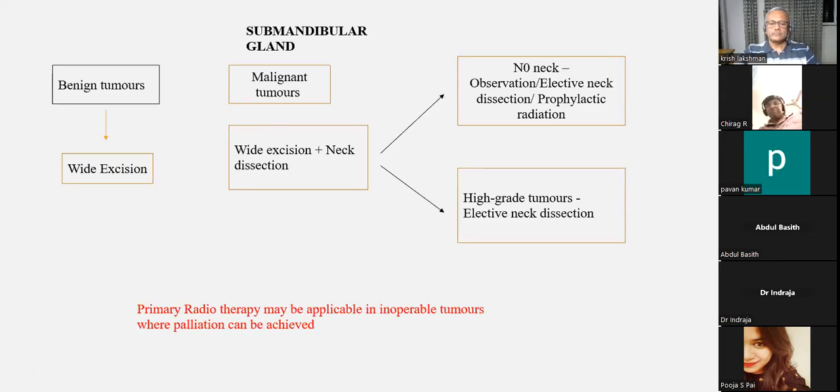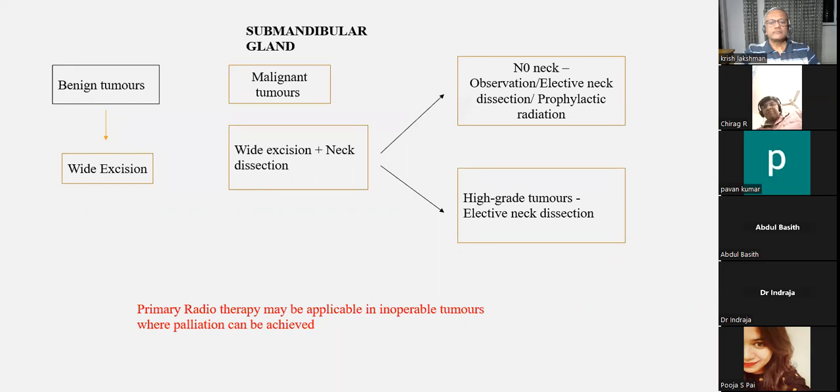In case of submandibular gland tumors, if it is benign, we can go with wide excision, that is excision of the submandibular gland, and follow-up of the patient. In case of malignant tumors, we should remove the gland with neck dissection. In case of N0 neck, we can observe or go for elective dissection or prophylactic radiation. But in case of high-grade tumors that are T3 or T4, we should do the elective neck dissection. And primary radiotherapy may be applicable in case of inoperable tumors where palliation can be achieved.